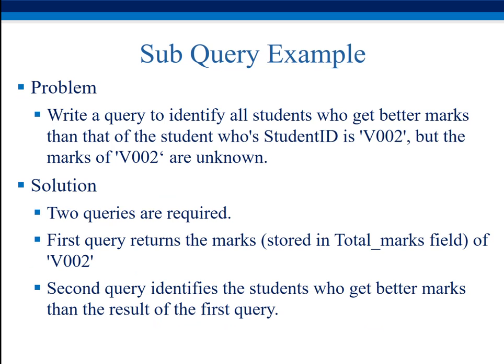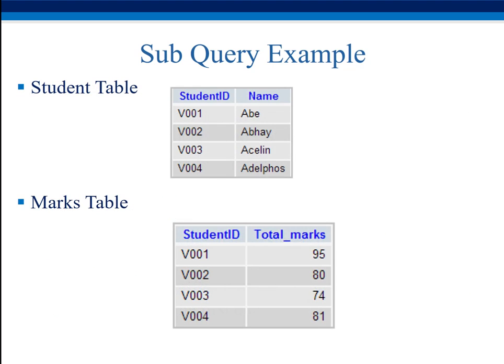So you want to write a query to identify all students who get better marks than one of the students whose student ID is V002, but the marks of V002 are unknown. Oh well. So what you're going to do is write two queries. The first query returns the marks of V002, which is the total marks field. And the second query identifies the ones that got better marks. So if that was me, there would be a lot of students ahead of me.